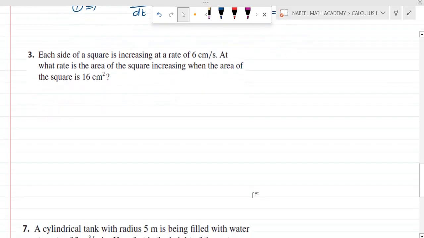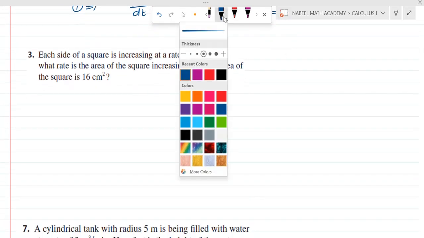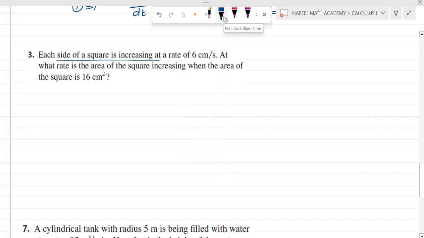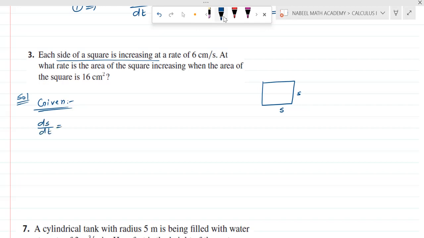Each side of the square is increasing, but here it is not given any side, so you can use any side as x, whatever it may be. I use the s. This is the square that is given, and I will use the s. What are the given things? The rate of increase, ds over dt, is given. So ds over dt is given by 6.